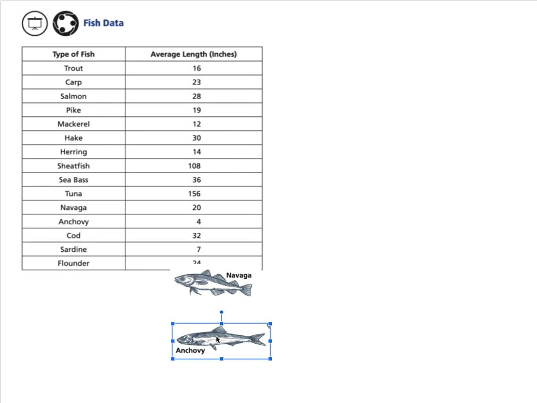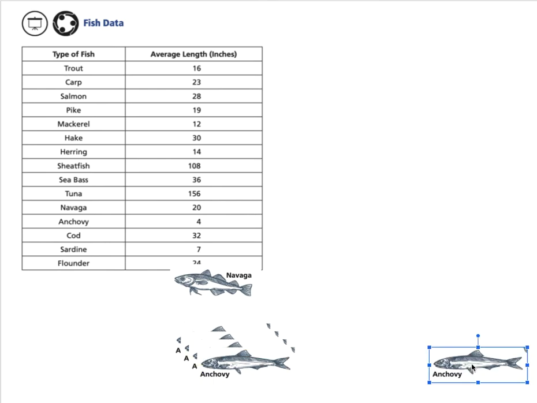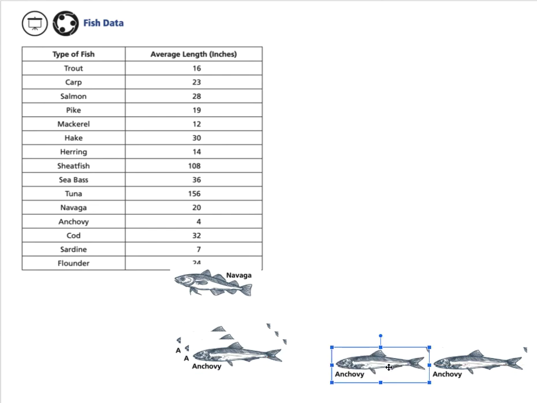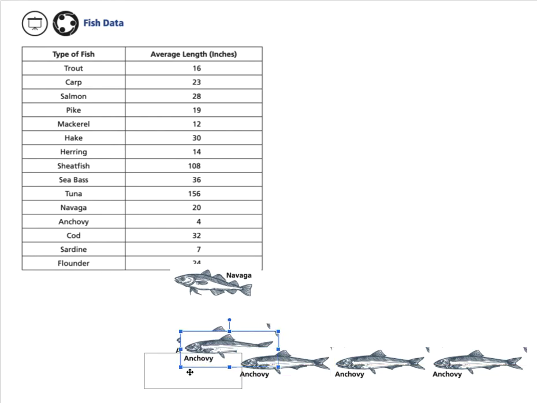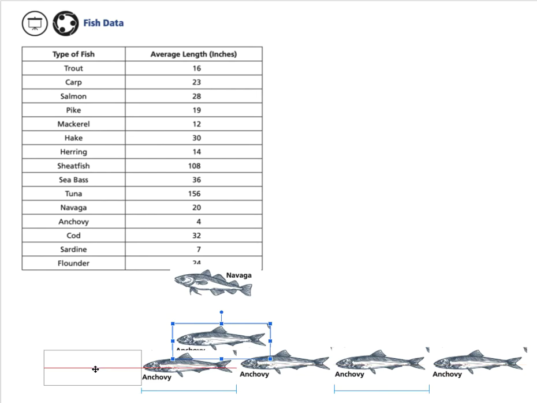So I'm going to click on the image and I'm going to press Control-C or Command-C if you're on a Mac, and then paste it. 1, 2, 3, 4. Now I have 1, 2, 3, 4, 5 images that are exactly the same. So I'm just going to go ahead and line these up, fin to nose all the way across, so I can see how long that Navaga fish is supposed to be in relationship to the anchovy.